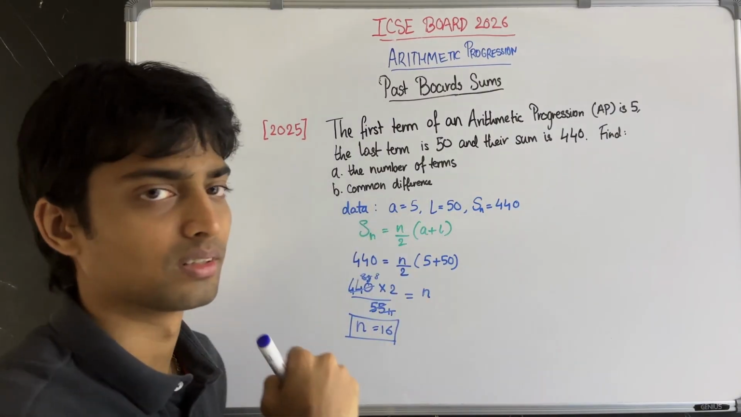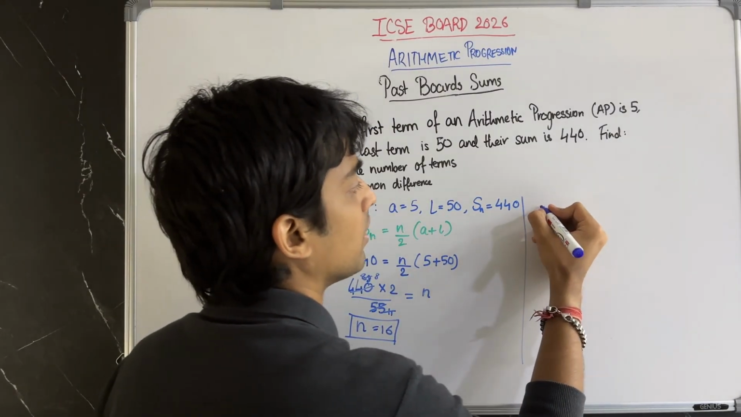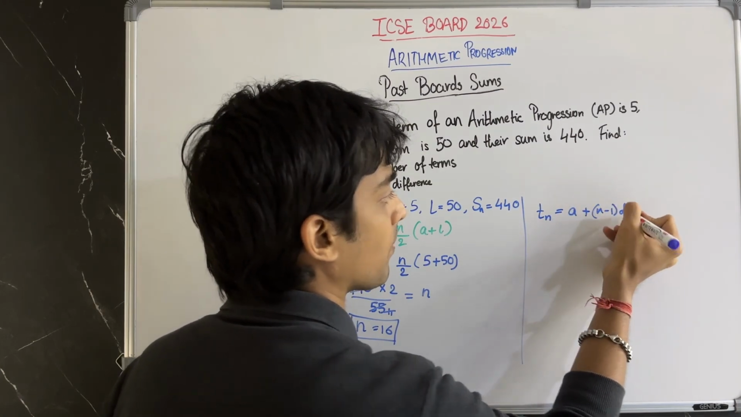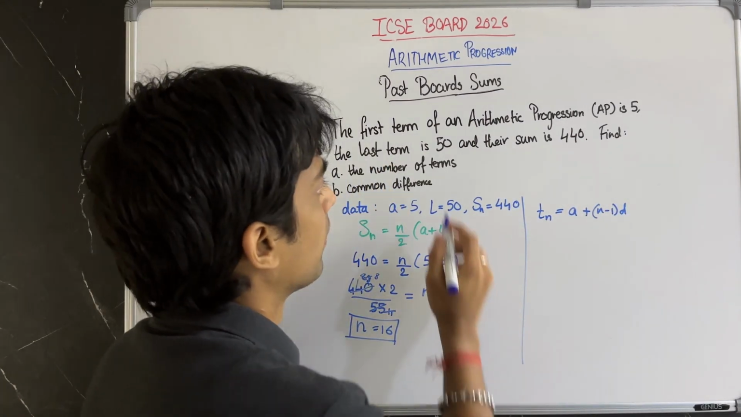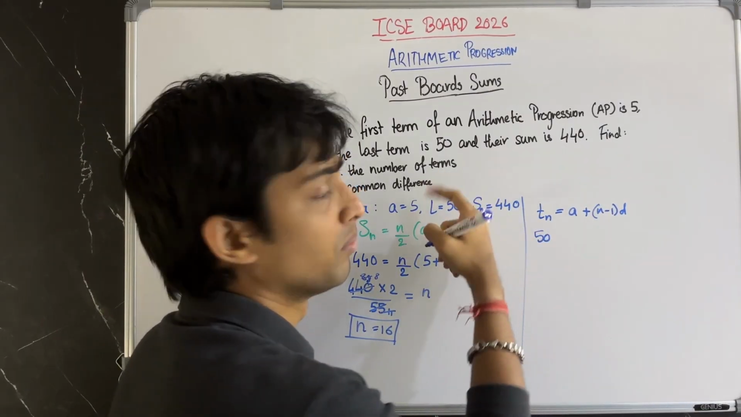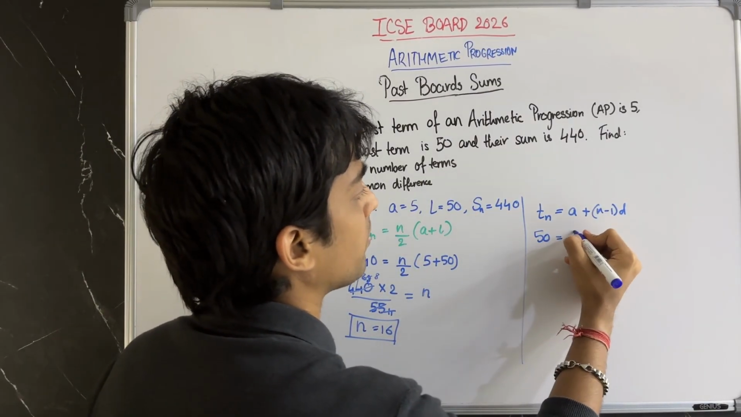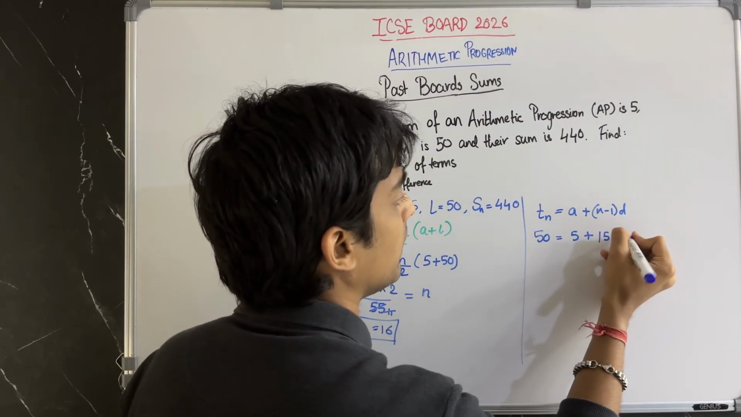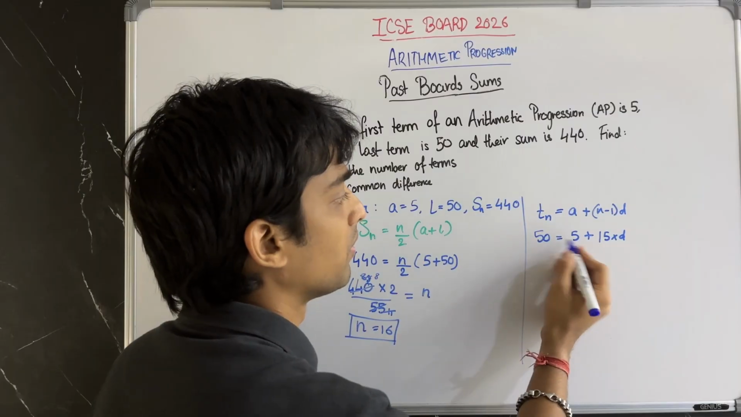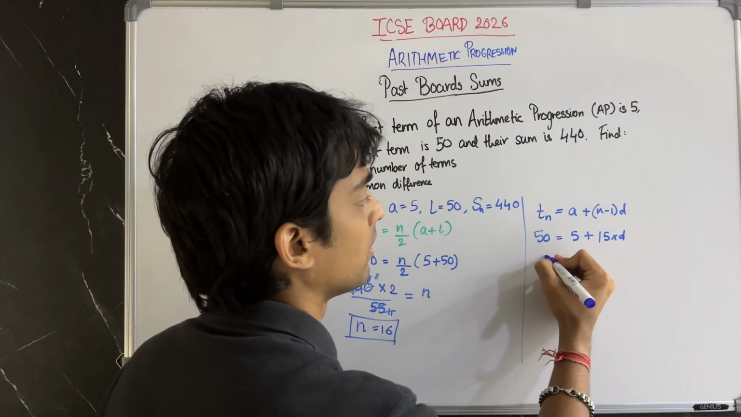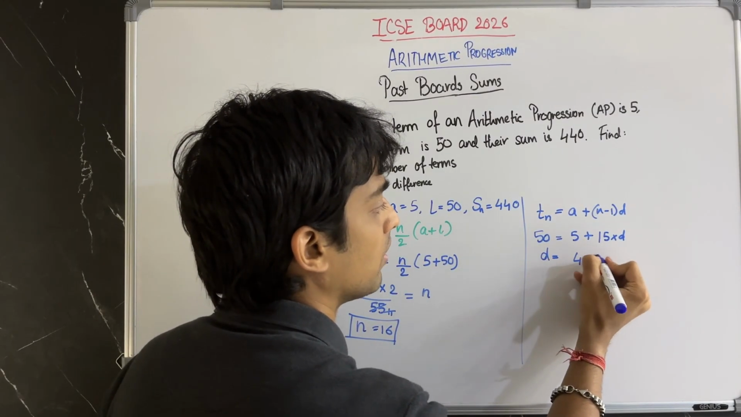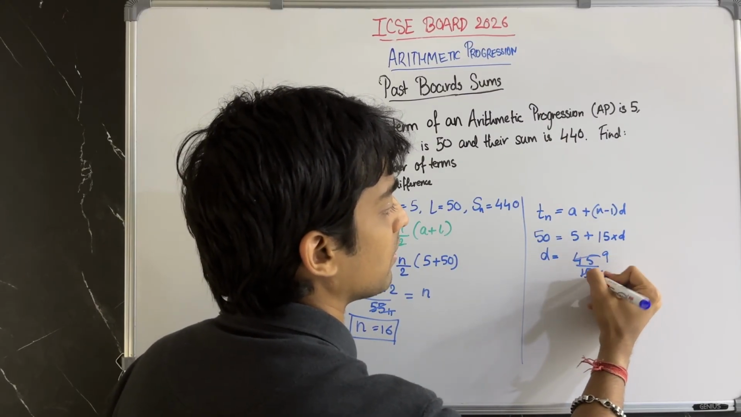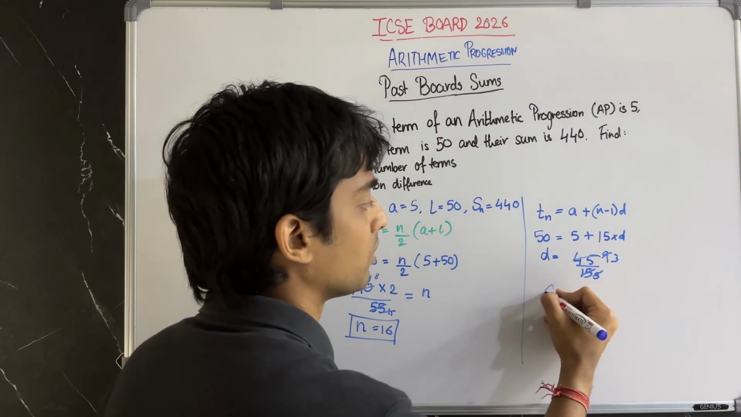Next, common difference. For the nth term, we have the formula Tn equal to a plus (n minus 1)d. Now, let's plug in 50. Last term 50 is equal to 5 plus, n is 16, so 15 multiplied by d. We'll take the 5 over here, we'll get 45. So d is equal to 45 upon 15. We'll get 5 3s are 15, 5 9s are 45, 3 3s are 9. So d is equal to 3.